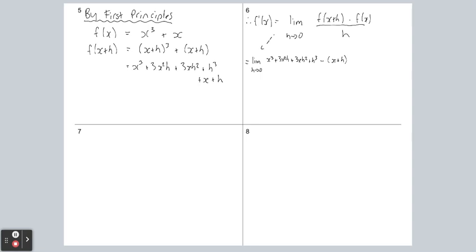If you don't put the brackets around... Oh, sorry. Don't write that down. Don't write that down. My bad. Plus h cubed plus x plus h. Okay, so that's f of x plus h minus f of x, x cubed plus x. So sorry. All over h.